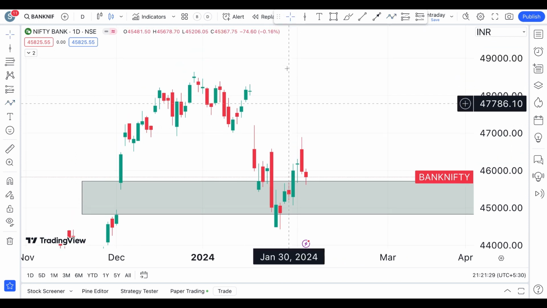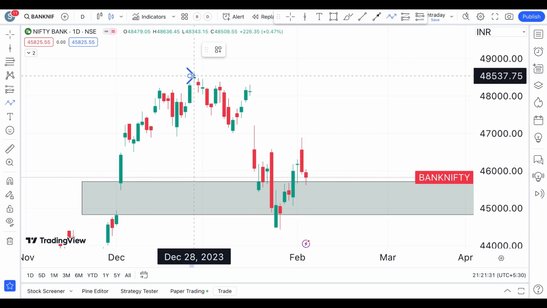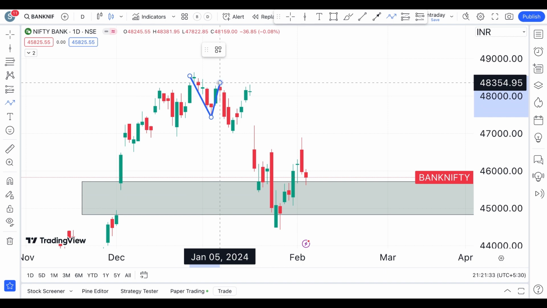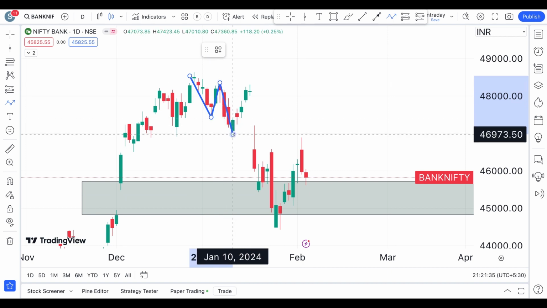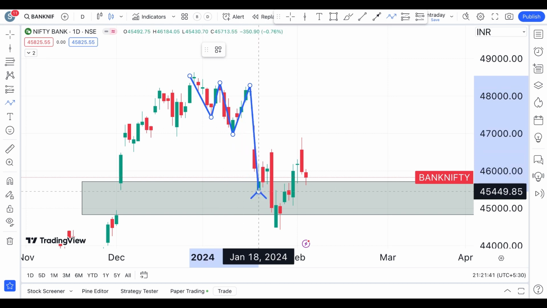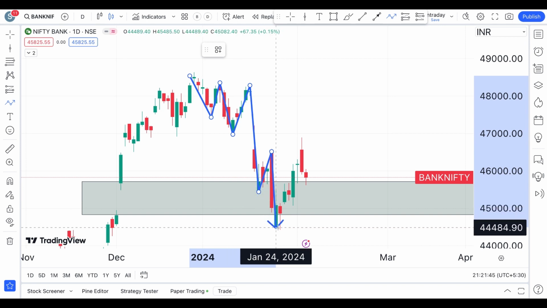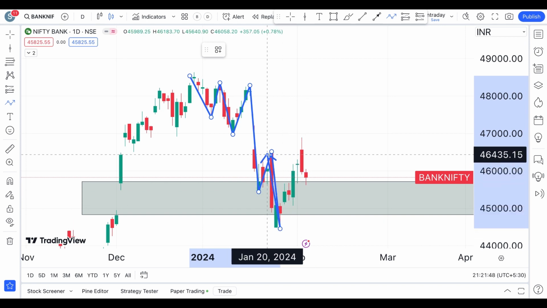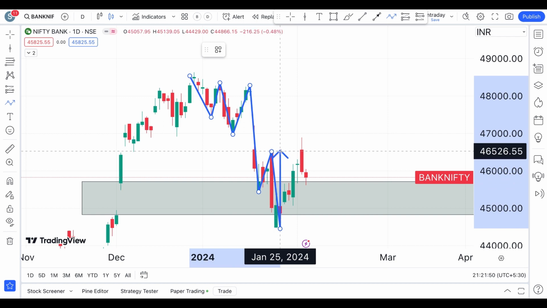So here we have price action forming like this. We have a breakout from this level, and this high level sustained, and from there we have seen a straightaway breakout towards the downside, and then we have seen a pullback, and again we have seen a breakout from there. Okay, and again from here we are seeing a pullback. So we haven't seen a breakout of this level yet on a daily time frame.